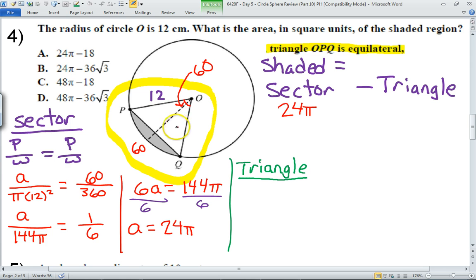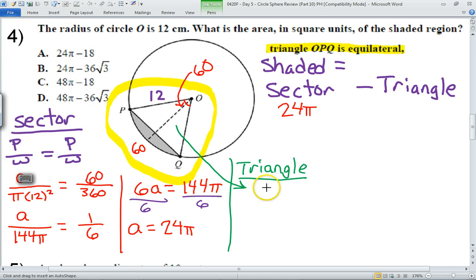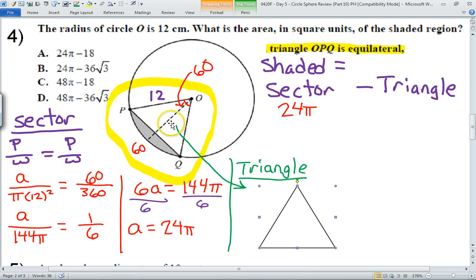Alright, maybe it would be okay if I moved this picture of the triangle over here so I can work on it more easily. So let's do that. It's an equilateral triangle, so let's just copy it over here. Imagine that this triangle is this triangle. Don't forget the radius is 12.